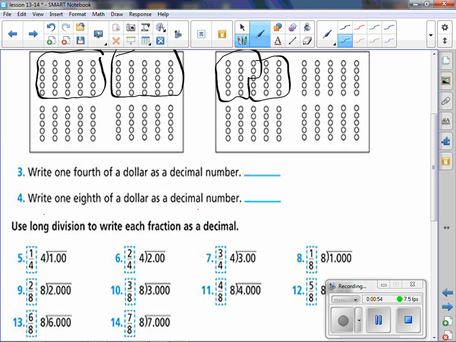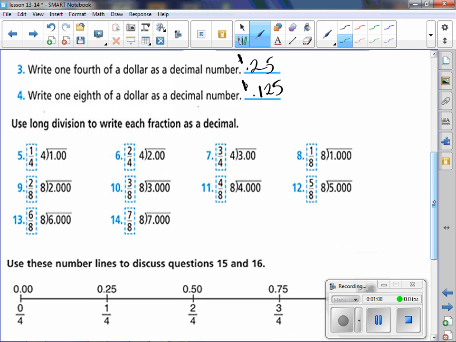So a fourth of a dollar, hopefully by now we know that's 25 cents, right? And then an eighth of a dollar is 25 cents cut in half, okay, which is 125 hundredths. Okay, so a fourth of a dollar when we divide out 25 cents. 2/4 of a dollar, hopefully this makes sense, right? If we take 2 and we divide it by 4, it's 50 cents. It's like saying 2/4 of a dollar. 3/4 of a dollar, right, is 75 cents.